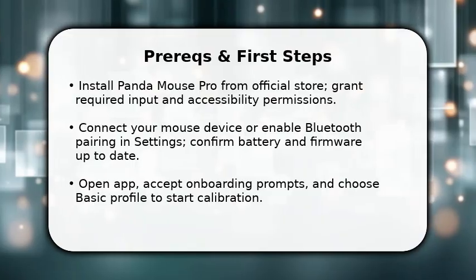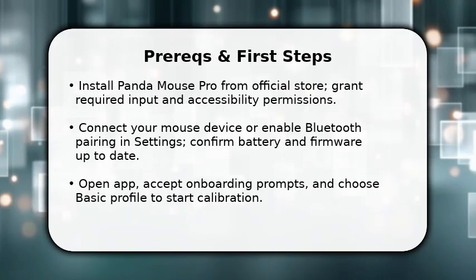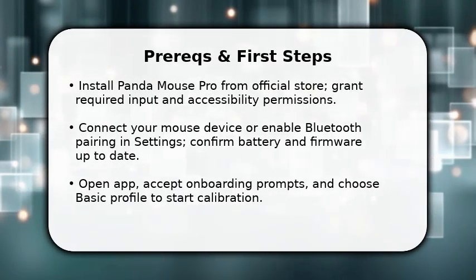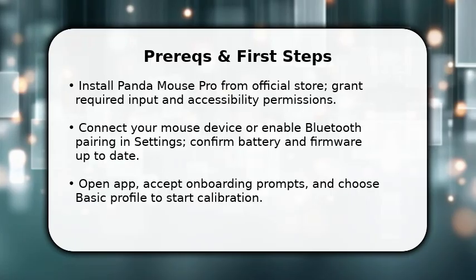You'll begin by making sure your device and permissions are ready. Install Panda Mouse Pro and grant input and accessibility access so the app can modify pointer behavior. Next, pair or connect your mouse, check battery and firmware so you avoid interruptions.